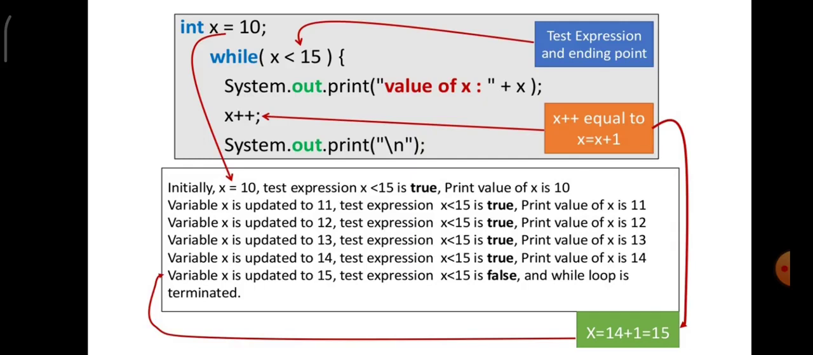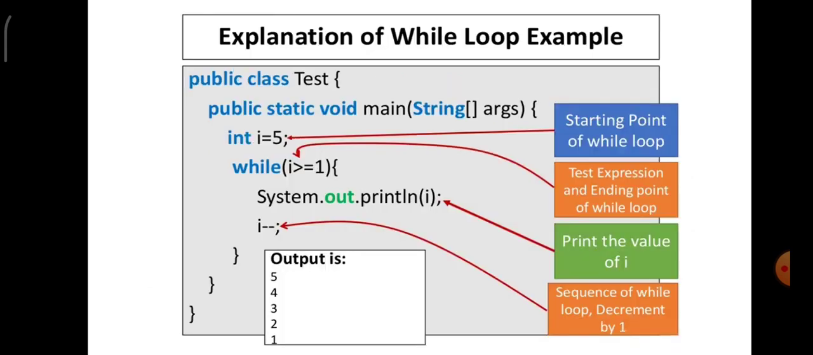When x is 14, condition holds good. It prints value 14. But when it takes number 15, as you can see in the last line, value x is updated to 15. Test expression x is less than 15, that is strictly less than 15. So it is false and the while loop is terminated.